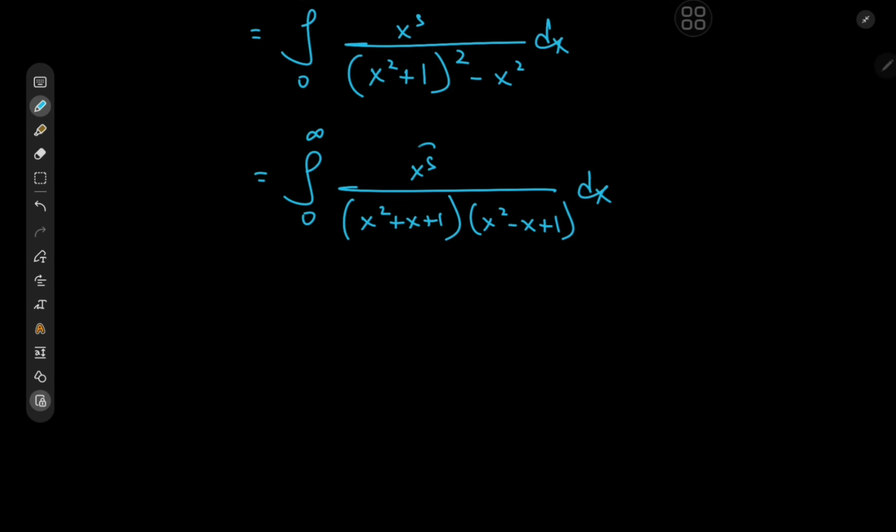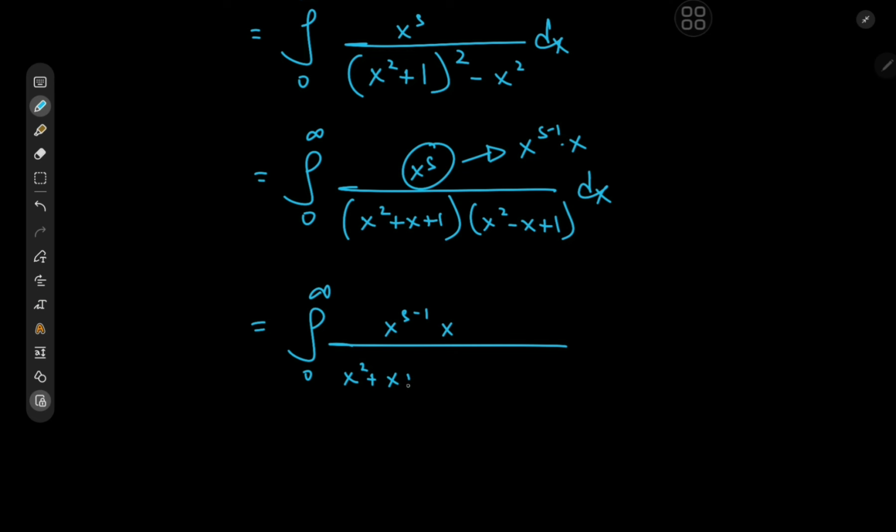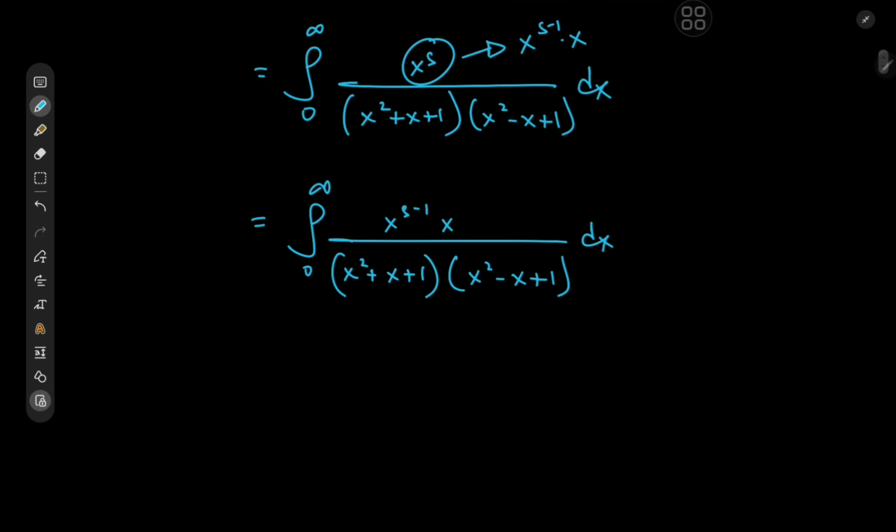And I can do that by borrowing an x from here and writing it as x to the s minus 1 times x. The benefit of that is now I have the integral from 0 to infinity of x to the s minus 1 times x divided by one factor being x squared plus x plus 1 and the other being x squared minus x plus 1. And I can expand this x term in the numerator to mimic the two factors downstairs. How exactly am I going to do that?